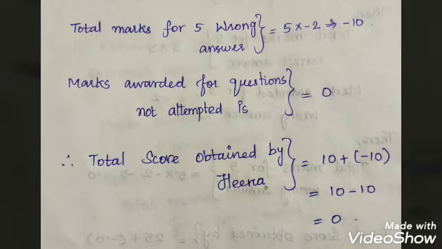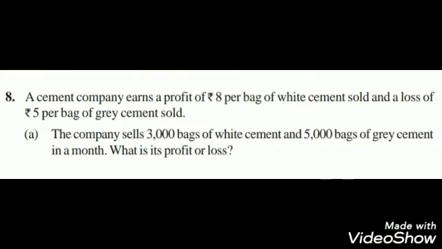Total marks for 5 wrong answers: 1 wrong answer gives minus 2, so 5 into minus 2 gives you minus 10. Marks awarded for questions not attempted: 0 marks only. So what is her total score? The correct answer score is 10 and the wrong answer score is minus 10. If we add, what do we get? 0.